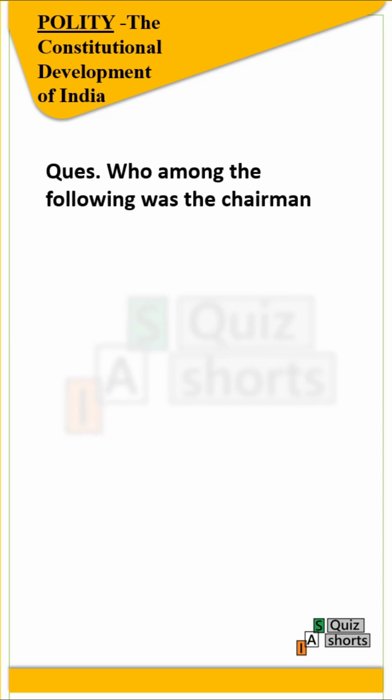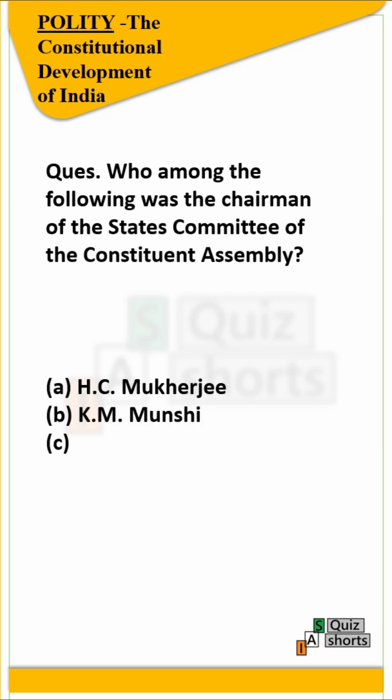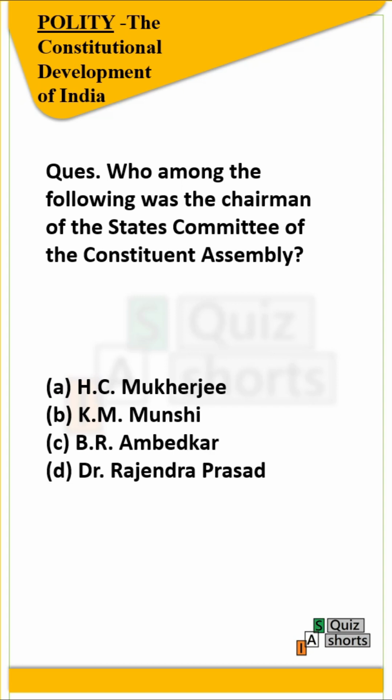Who among the following was the chairman of the States Committee of Constituent Assembly? Option A H.C. Mukherjee, option B K.M. Munshi, option C B.R. Ambedkar, option D Dr. Rajendra Prasad. Answer is Dr. Rajendra Prasad.